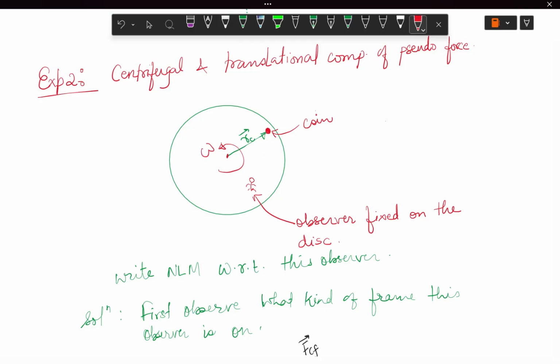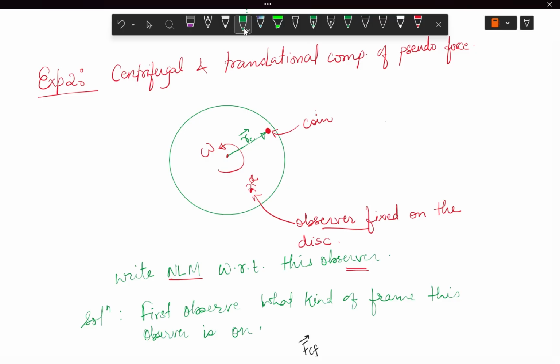It means sufficient friction is there so that the coin rotates with the same omega as that of the disk. And there is an observer fixed on the disk, who is rotating with the same omega, right? So now we have to write NLM with respect to this observer.